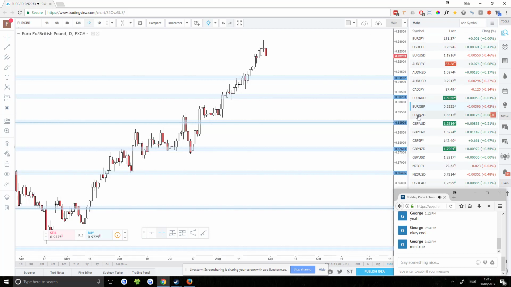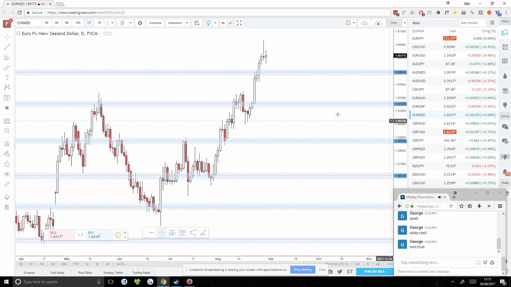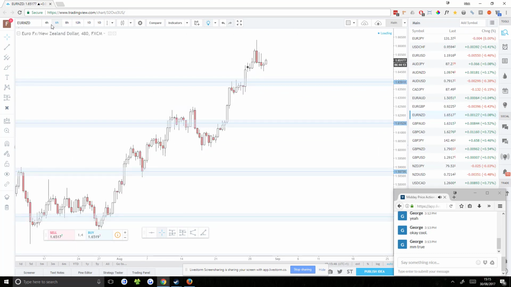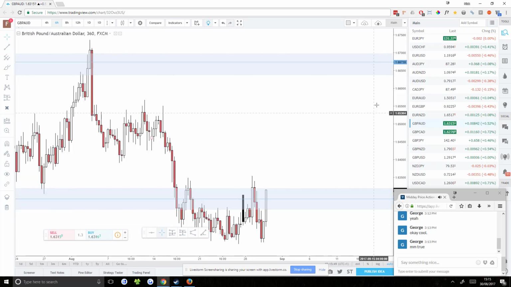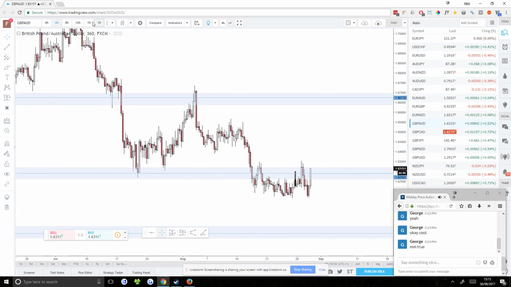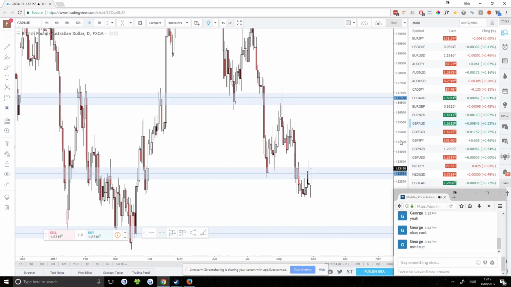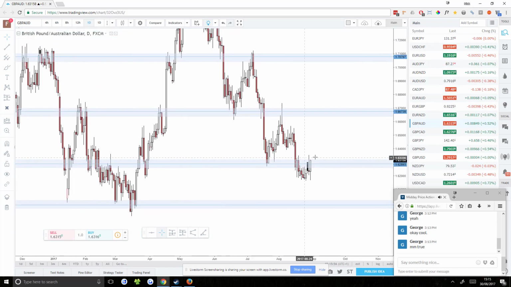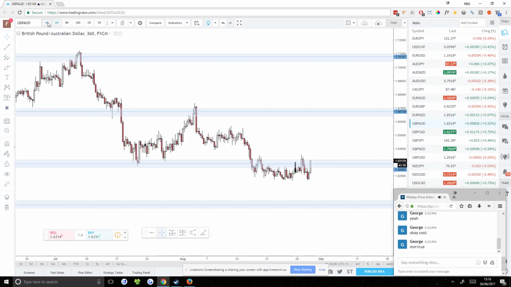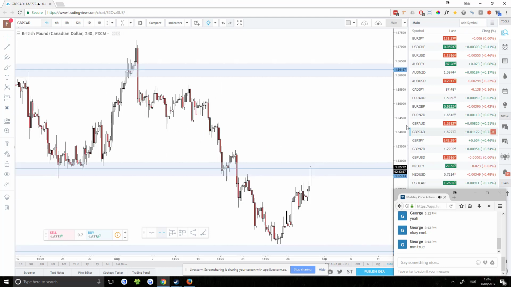So what were we up to? We did Euro GBP. I don't think we did Euro New Zealand. All right, Euro New Zealand, prices above resistance. It's messy. I'm not that interested in anything there. GBP AUD might need to adjust some support resistance here. Actually, maybe not yet. It's a little messy. There's no setup there.